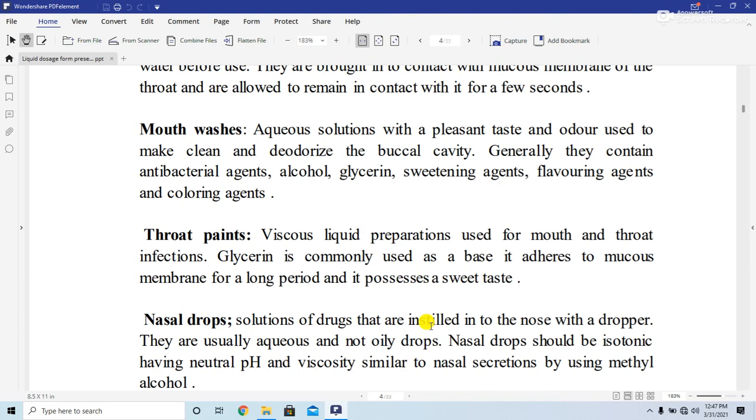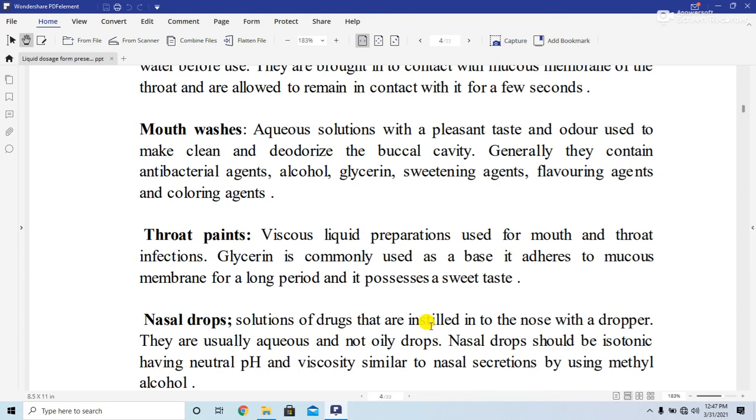Glycerin is a common agent used as a base, and it can directly interact with the mucous membranes, especially to prolong the contact time. And it possesses a very sweet taste.